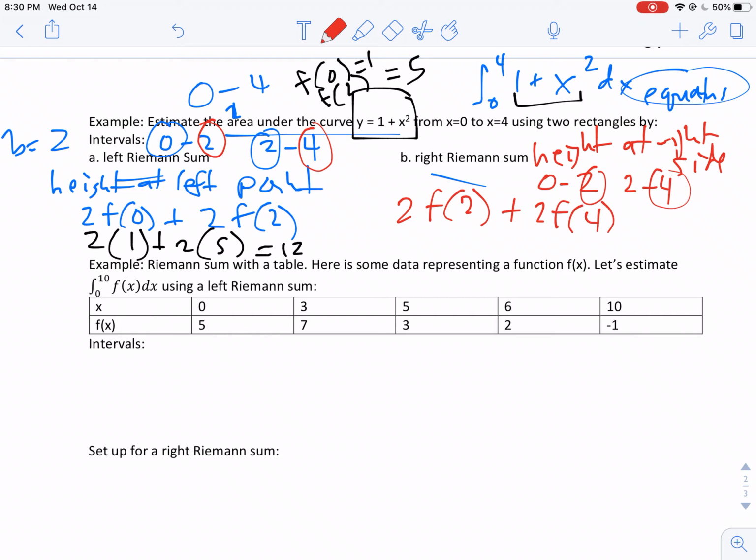Try my strategy. When you write out the intervals, circle the parts that you know you're using, the left or the right. It'll help keep you in mind of which one you're trying to do. All right, so anyway, that's 2 times 5. F of 4 is 1 plus 4 squared, which is 17. So that becomes 44.